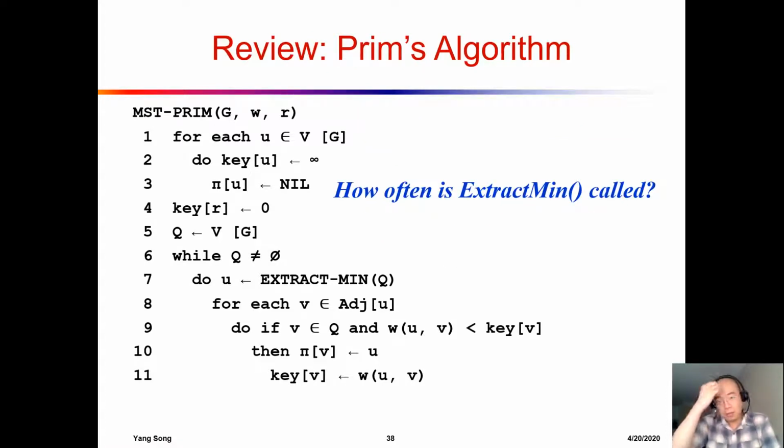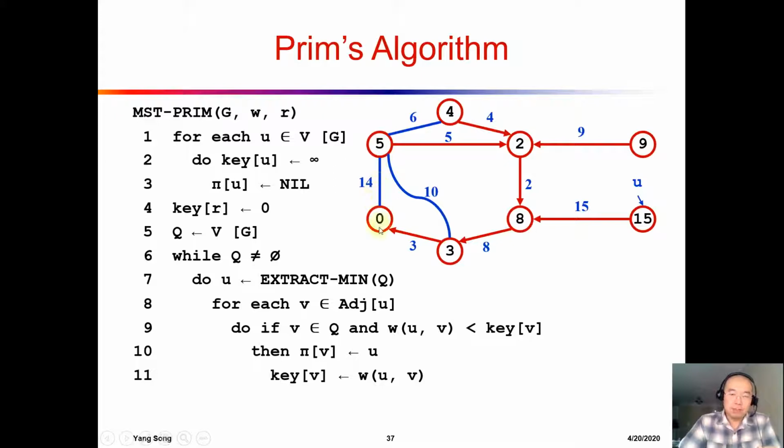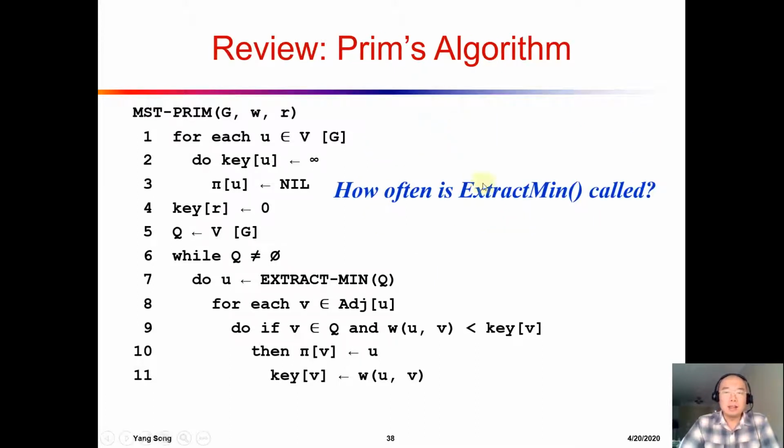And the next part, how often is the extract min called? So think about that. When was the first call? The first call was we take this one, right? So this is the first call, and then for each extract min, we will visit one more node and one more node. So if there are a total of n nodes, then we will run the extract min n times. Or if we say the number of vertices is V, then we will run the extract min a total of V times.